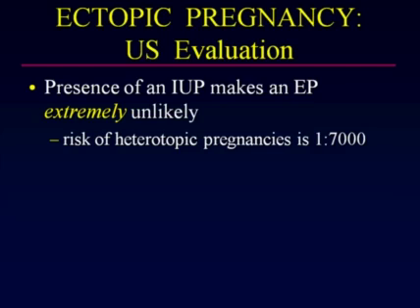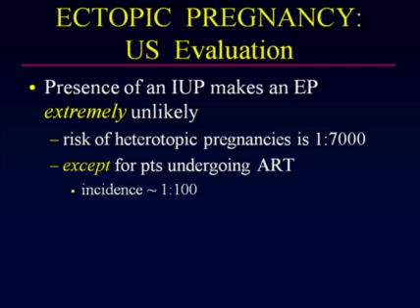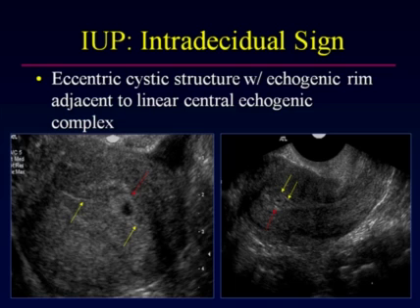Because if you can make this diagnosis, this makes the likelihood of a concomitant or heterotopic ectopic pregnancy extremely unlikely. In the general population, this occurs in probably only 1 in 7,000 pregnancies, but you must understand in patients who've undergone assisted reproductive techniques, the incidence is much higher and may in fact reach approximately 1 to 3 in 100 pregnancies. But in the normal population, if you identify and diagnose an intrauterine pregnancy, it pretty effectively excludes the diagnosis of an ectopic pregnancy.